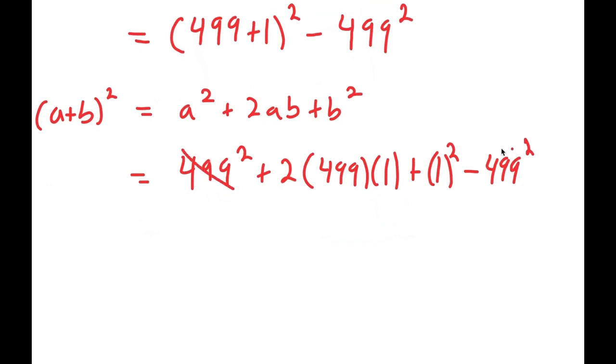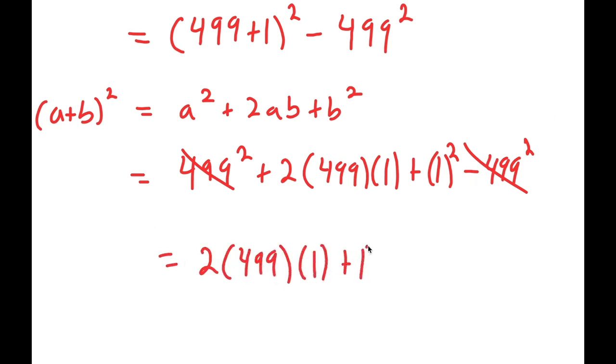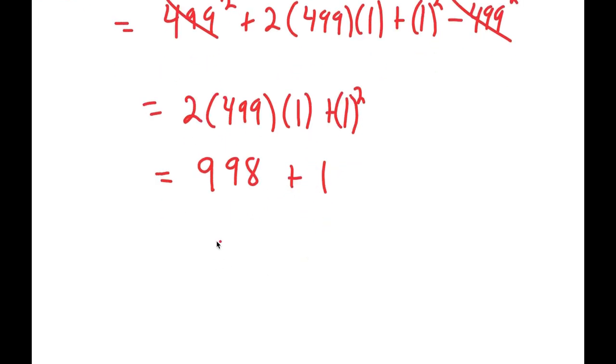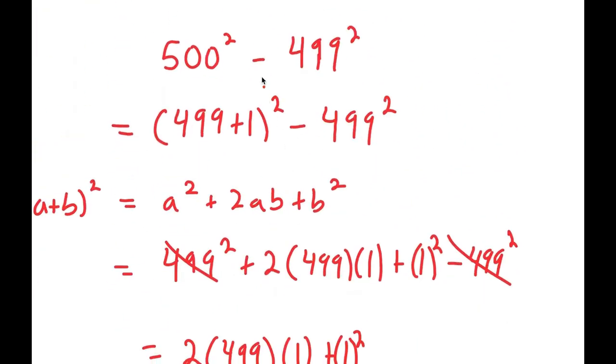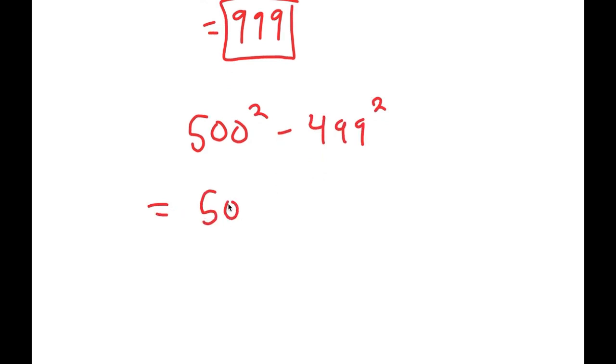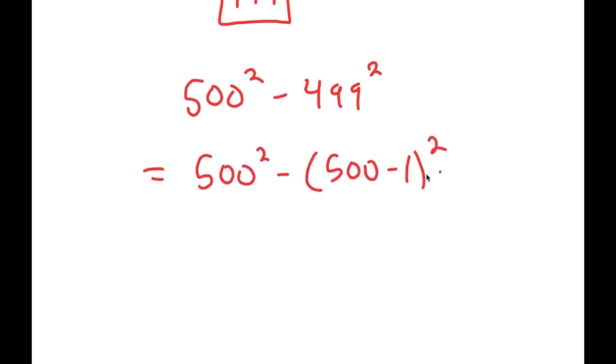Now I can cancel out 499 squared and negative 499 squared, so I'll be left with 2 times 499 times 1 plus 1 squared. 2 times 499 is 998, times 1 is just 998, and I have this plus 1 squared, which is plus 1, and this is equal to 999. Now I actually have another method of solving this. So I have 500 squared minus 499 squared, and this time I'm going to rewrite this as 500 squared minus 500 minus 1 squared.